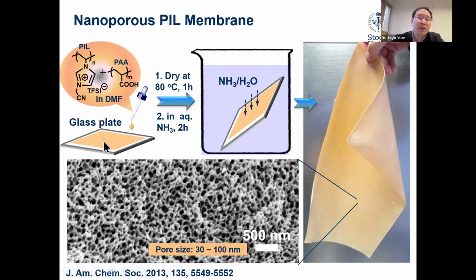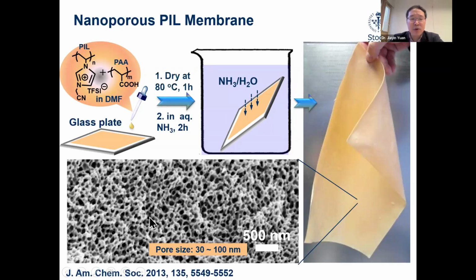We drop the solution onto a glass plate and dry them at 80 degrees C for 1 hour. It ended up with a sticky film on the glass plate. Then we drop the glass plate into aqueous ammonia solution. You just need to wait for 2 hours. You will end up with a porous membrane. From the scanning electron microscope, you will see the beautifully packed nanopores in the size of 30 to 100 nanometers.